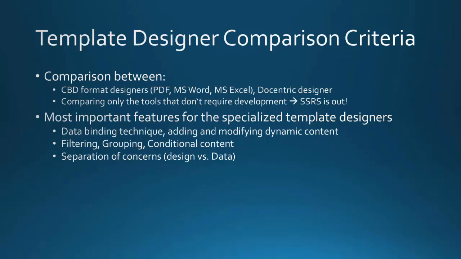How well is the binding represented? Is the binding source clearly visible, or do you need extra clicks to check it? How easy is it to modify or remove the existing bindings? How are the filtering, grouping, sorting, and conditional content displaying performed? How well is the data separated from the design? Can one person deal with design and another with data?